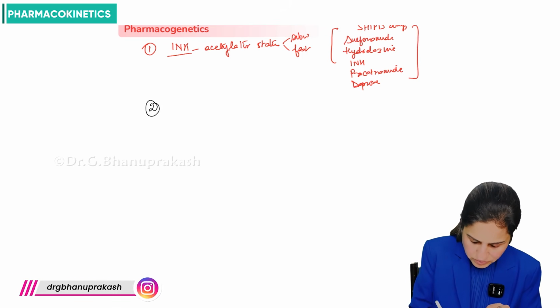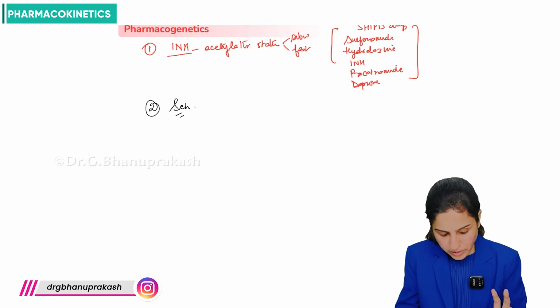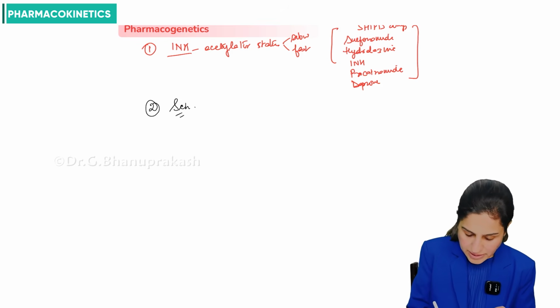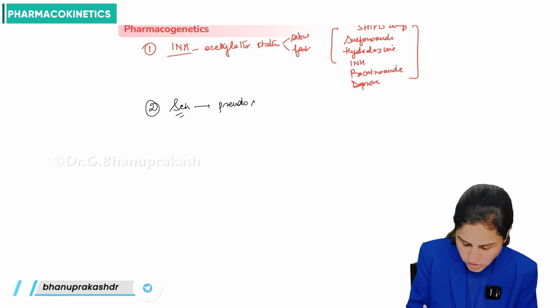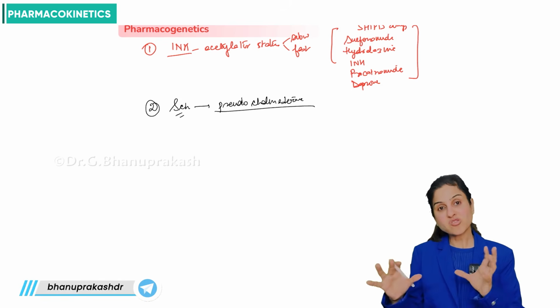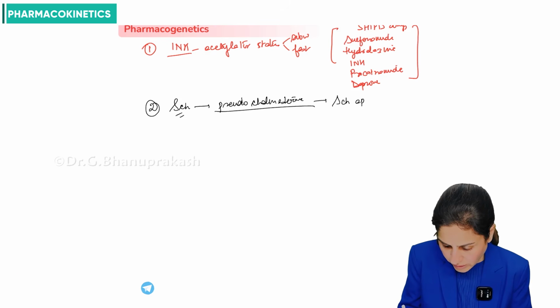Then in some populations, when we give succinylcholine, a neuromuscular blocking agent, it gets metabolized by an enzyme, pseudocholinesterase. But in some populations, they have an abnormal pseudocholinesterase. So what happens in them is that they metabolize the drug very slowly. So in such people, there can be succinylcholine apnea.